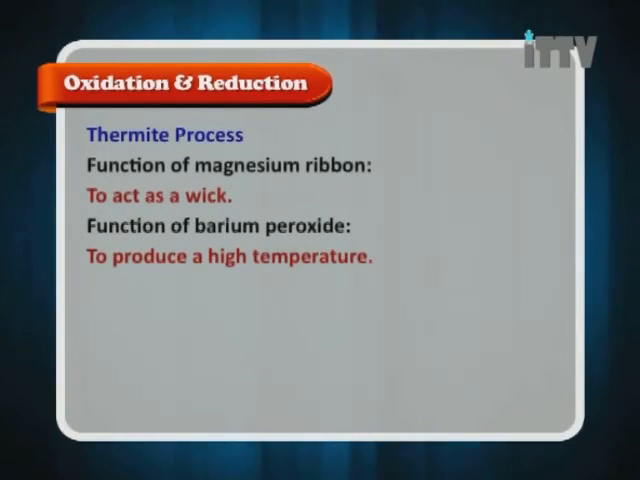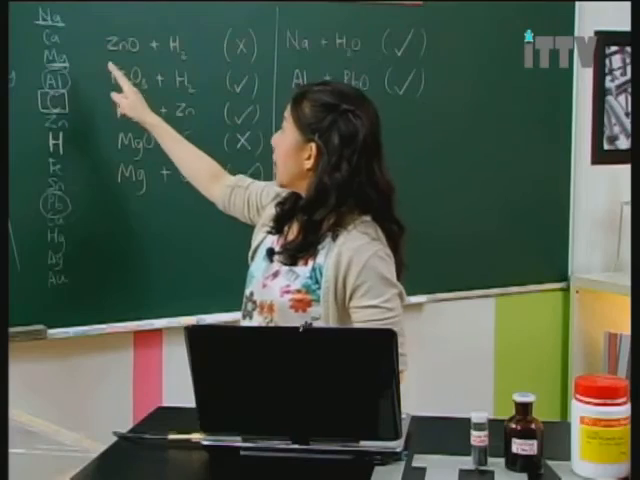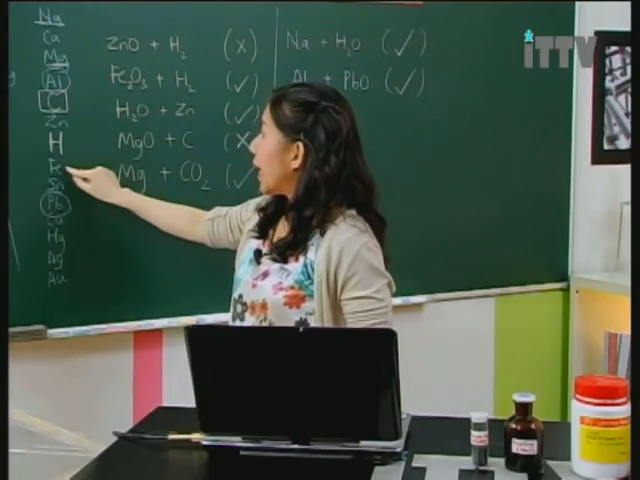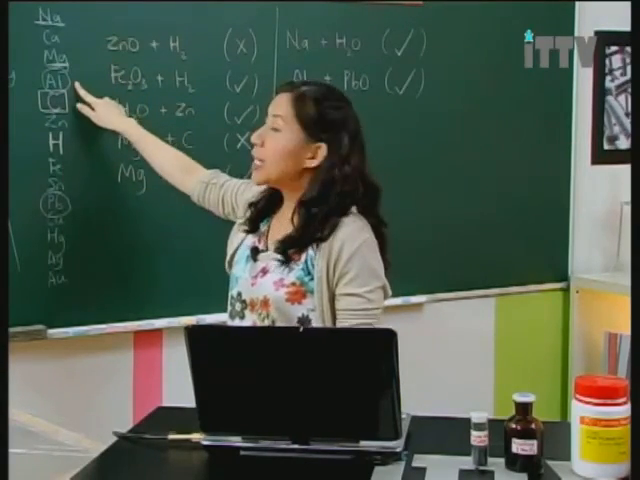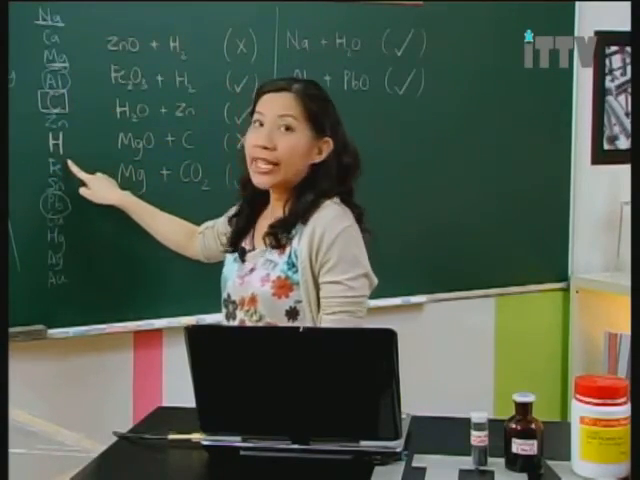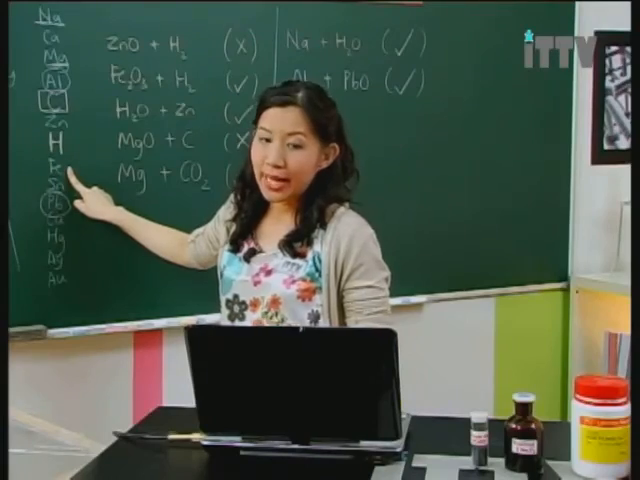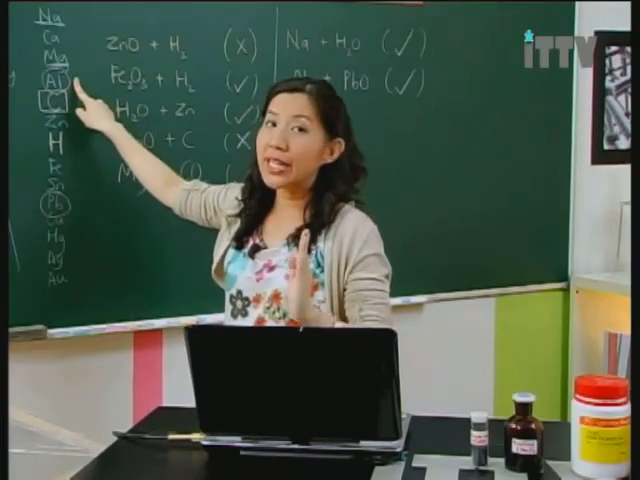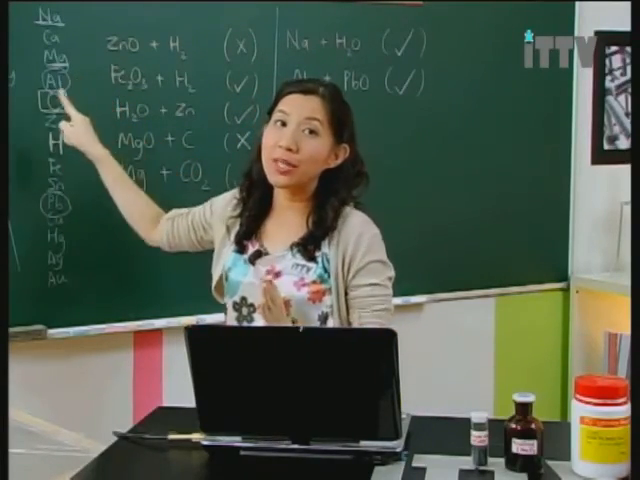So as you can see, because aluminium is more reactive than iron, aluminium is able to reduce the oxide of iron into iron metal, and in the process, aluminium becomes oxidized to aluminium oxide.